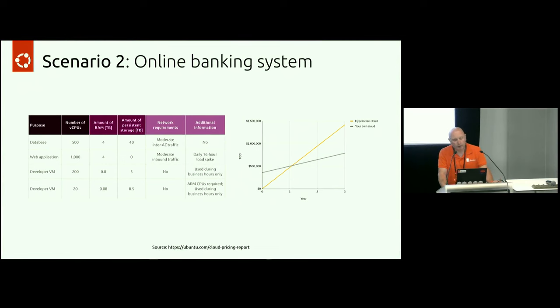Right, where it gets a bit more interesting here, we have an online banking system, and the number of CPUs is obviously going up along the year. And by year one, the end customer has a better interest to move to its own data center on cloud.